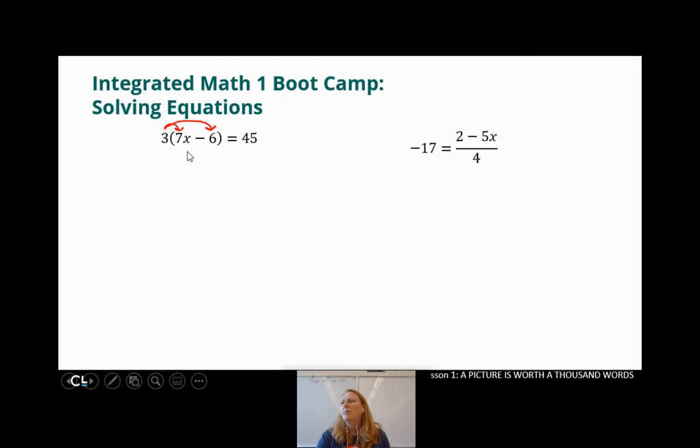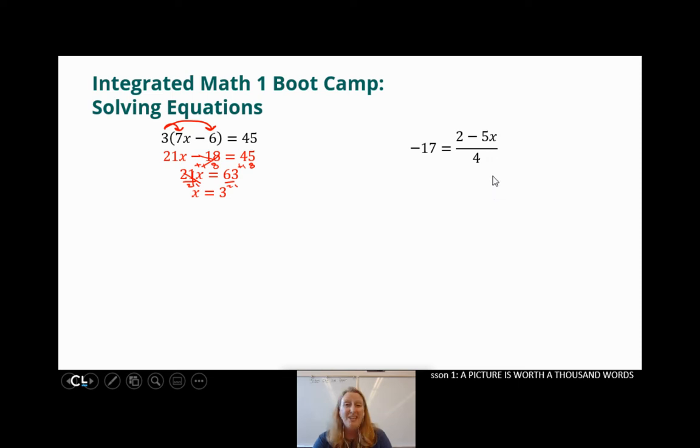So fine, 3 times 7x is 21x, and 3 times a negative 6 is a negative 18. And now this looks like all of our other problems. I'm going to add 18 to both sides. In fact, it was so easy, I didn't even show all my steps. But I went ahead and added 18 to both sides so that these would cancel out. So I've got 21x equals 63. And then I was like, oh, I'm just going to divide both sides by 21. And that way those cancel out and I get x equals 3. So it really wasn't so bad.